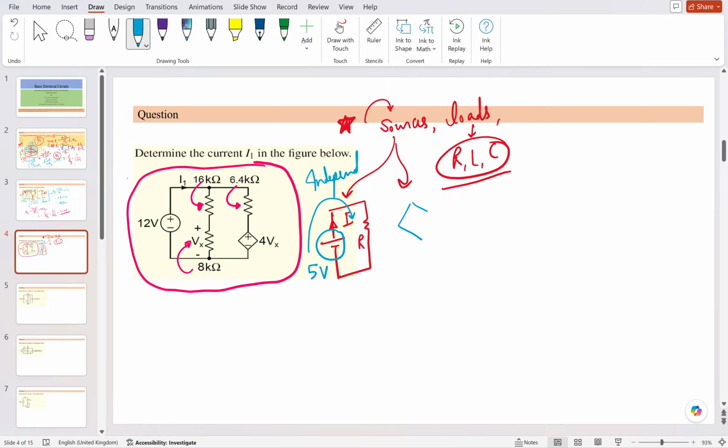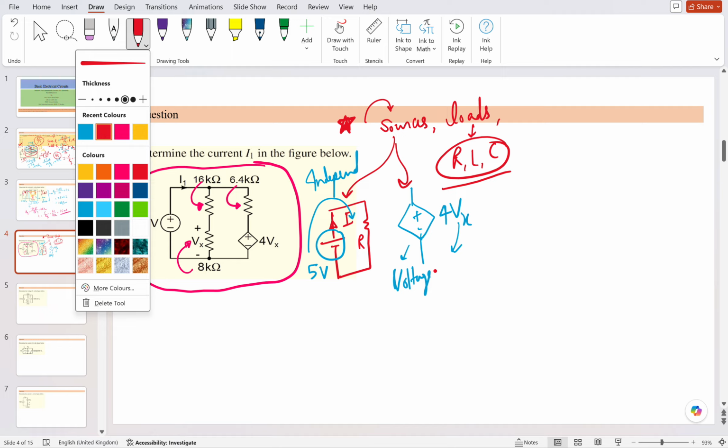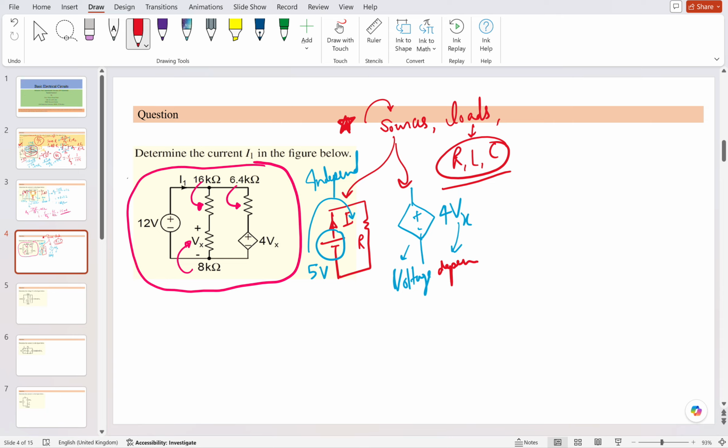Some are dependent sources. Suppose in the example itself, in the question itself, it is written 4Vx. This is a voltage source by default, as a potential is there. How is it being controlled? It is controlled through a voltage only. So this is called a voltage dependent voltage source.